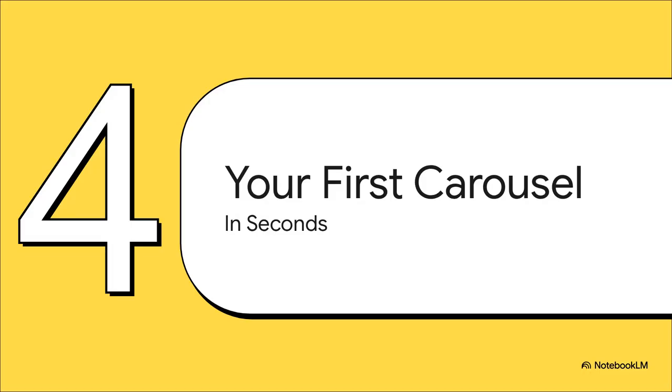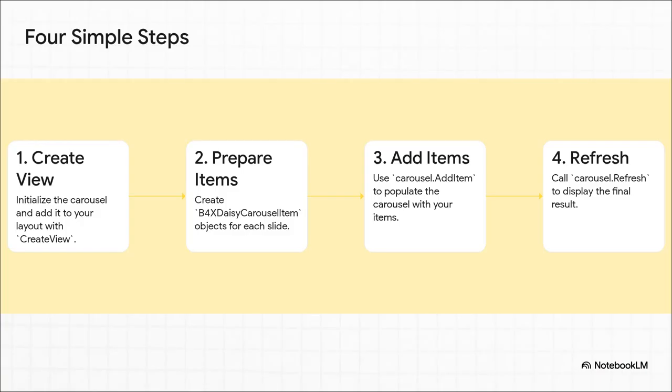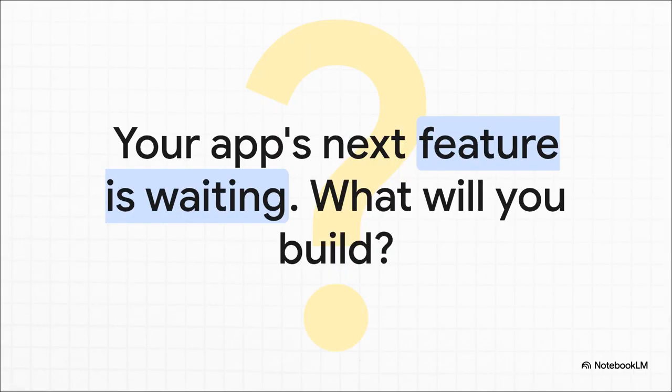So we've seen what it can do, we've seen how to tweak it, but how fast can you actually get your first one up on the screen? Let's walk through it. I promise, it's surprisingly simple. Yeah, it really boils down to just 4 easy steps. That's it. Step 1, you create the view itself. Step 2, you get your items ready. Your images, your text, whatever you've got. Step 3, you just add those items into the carousel. And then the final step, you just call refresh, and it all shows up on screen. That's the whole shebang. It's clean, it's logical, and honestly, you can have your first one up and running in just a few seconds.